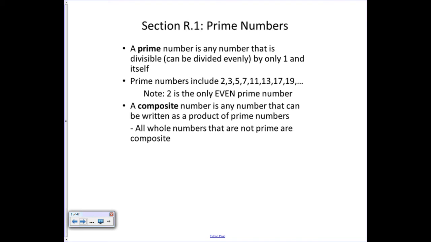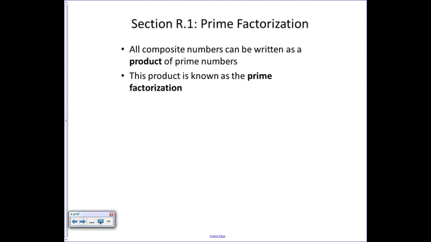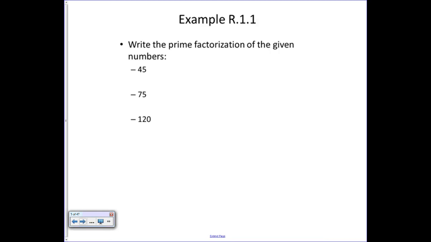If a number is not prime, then it's known as a composite number. A composite number is any number that can be written as a product of prime numbers. So all whole numbers that are not prime numbers are composite. We can break them down into their prime factors, and so all composite numbers can be written as a product of prime factors. This product is known as the prime factorization. Factors just mean numbers that are multiplied to give you something else.